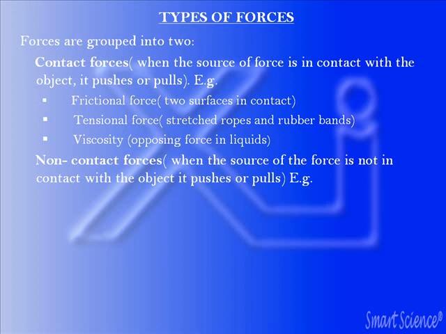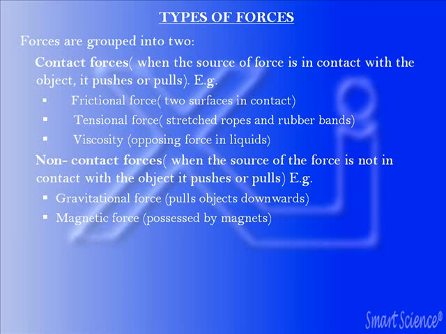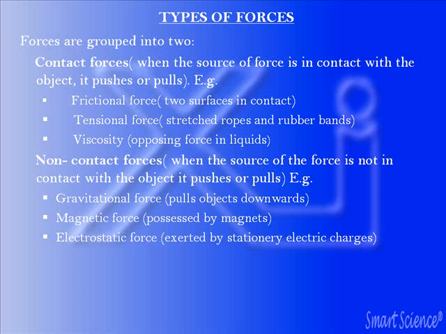Let's now have a look at some examples. We have gravitational force, which pulls objects downwards, or force of gravity. Then we also have magnetic force. That is the force possessed by magnets. It can either be an attractive force or a repulsive force. We also have electrostatic force, and that is the force exerted by stationary electric charges.